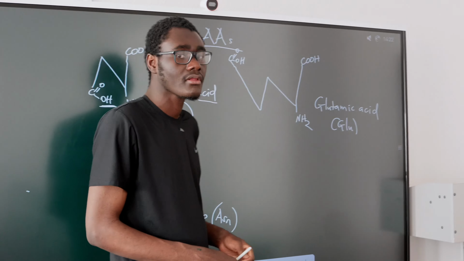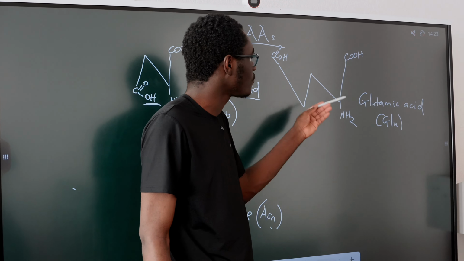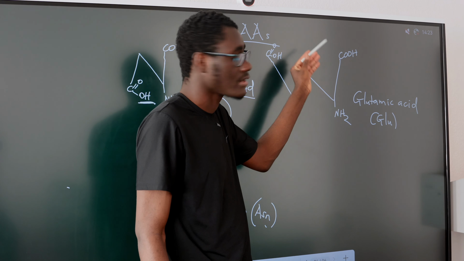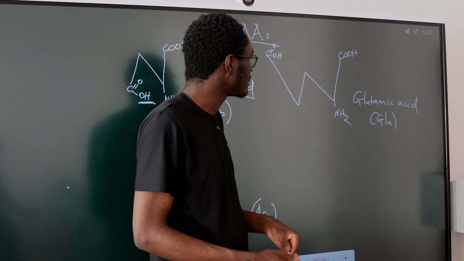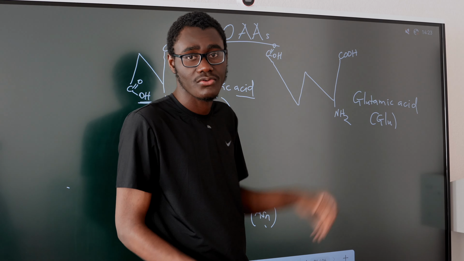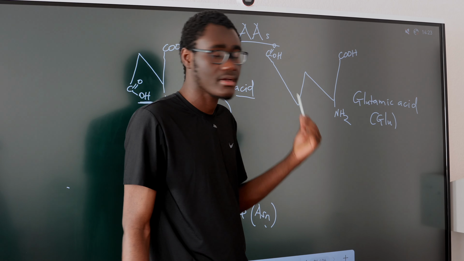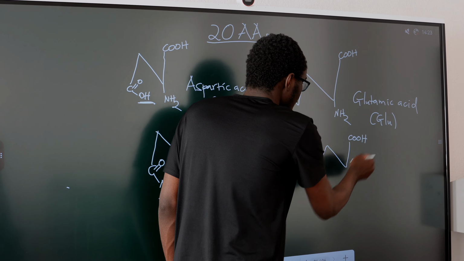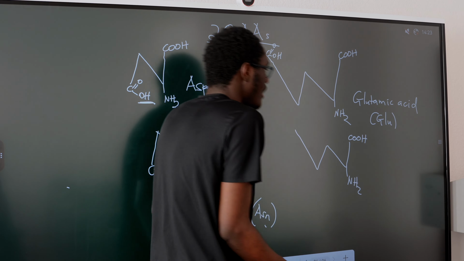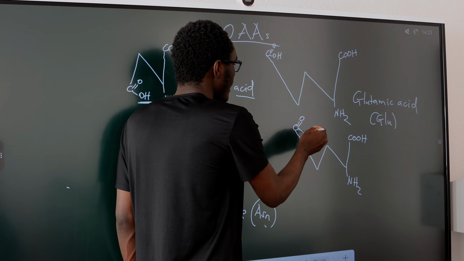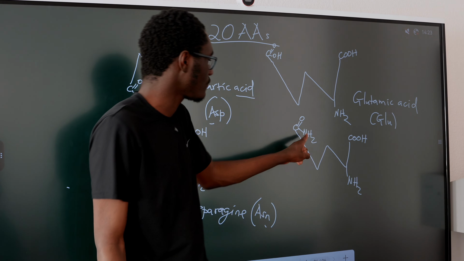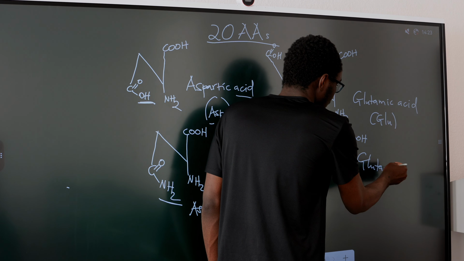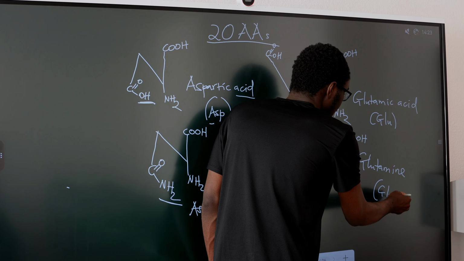Next amino acid is glutamine. As you already know, glutamic acid is a 5-carbon amino acid which has 2 carboxylic acid groups. So for glutamine, instead of an extra carboxylic acid group, we are going to have an amide group in the place of the carboxylic acid group. So we are going to have these 5 carbons represented as W, and instead of the OH group, we are going to have an amino group. So this is glutamine, and it is represented as GLN.